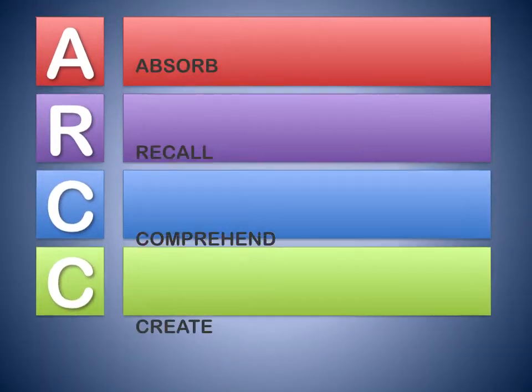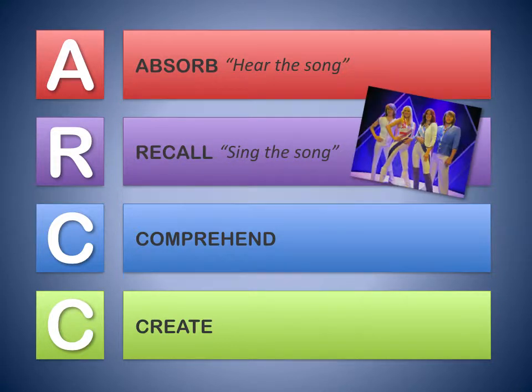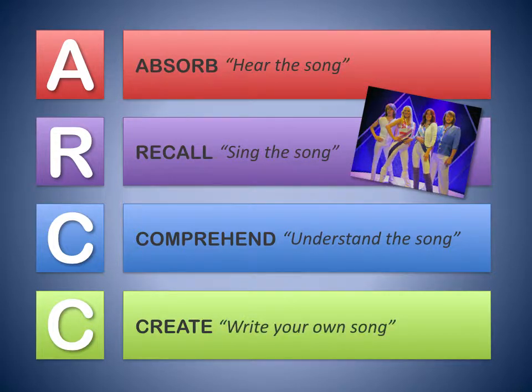I call my framework ARC. A is for absorb, R is for recall, C is for comprehend, and the second C stands for create. Here's a quick way of understanding the categories of the ARC framework. In absorb, a student might hear a song in a second language. In recall, the student may sing the song even if they don't understand it, sort of like ABBA in their early days. In comprehend, the student understands the song, and in create, the student writes a new original song in a second language.